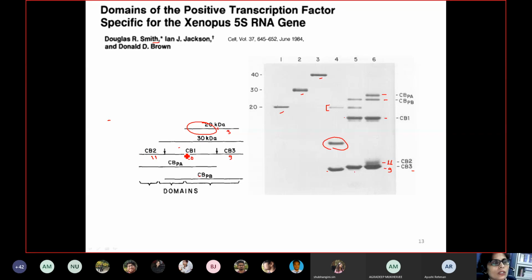Now they wanted to check which of these fragments is recognizing the factor.